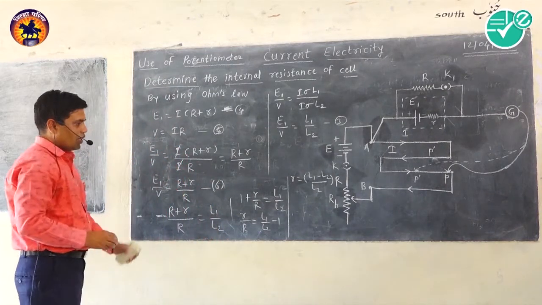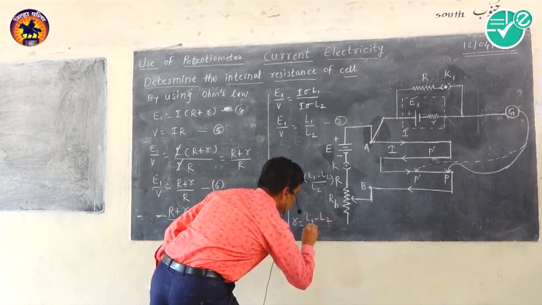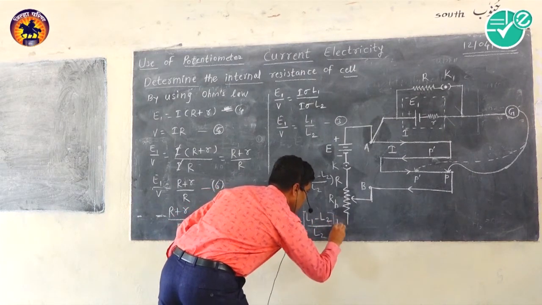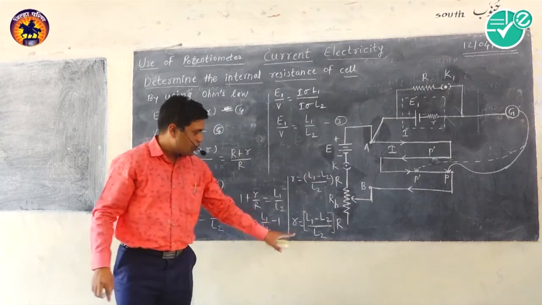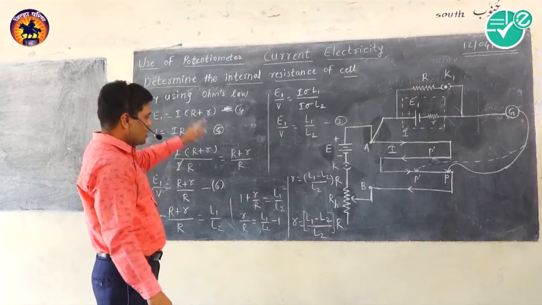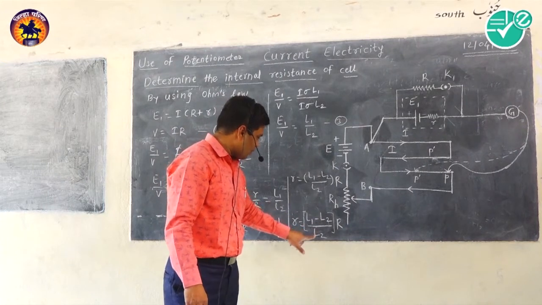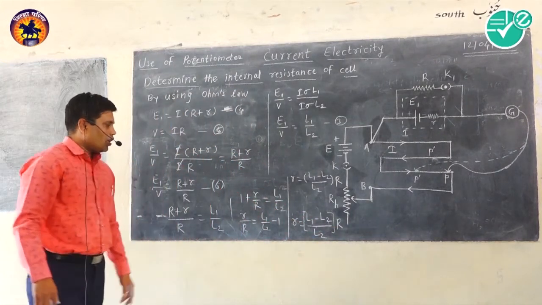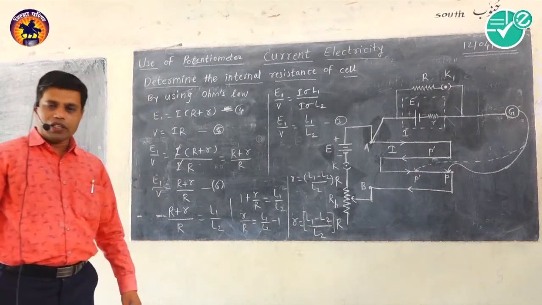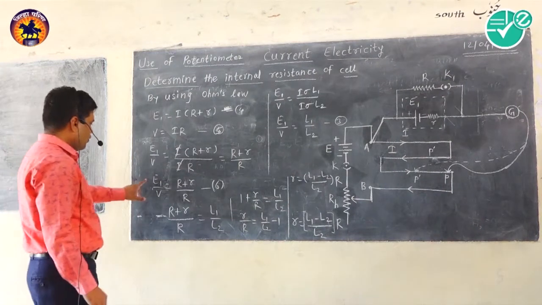I will write that equation here: small r is equal to L1 minus L2 divided by L2 into capital R. This is the required equation for the internal resistance of a cell using a potentiometer. So we have determined the internal resistance of a cell. With this equation we have completed the article, but this equation can also be written in terms of E1 and V.